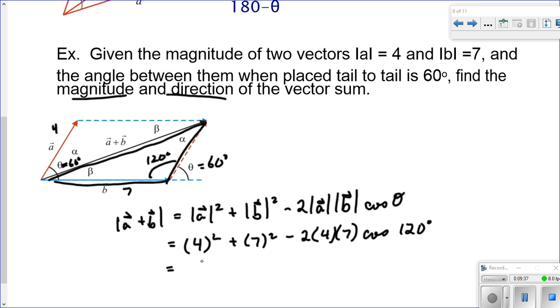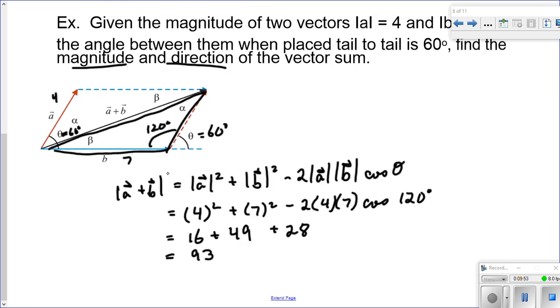So I've got 16 plus 49, and I have this as plus. The cos of 120 gives me a negative, but there's a negative 2, so plus 28. I get a result of 93, and that was squared, so I have to take the square root of 93, approximately 9.6. And I like that. That seems like the practical or sensible answer here.